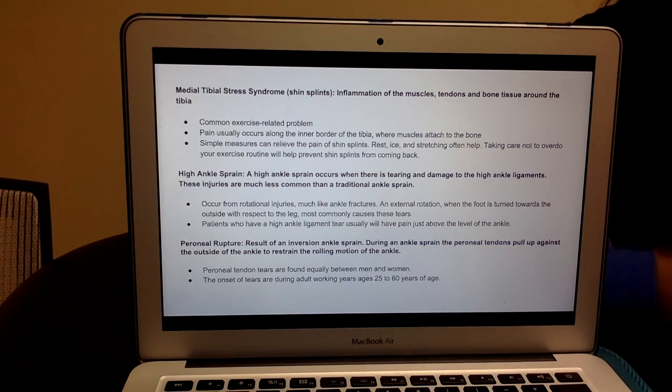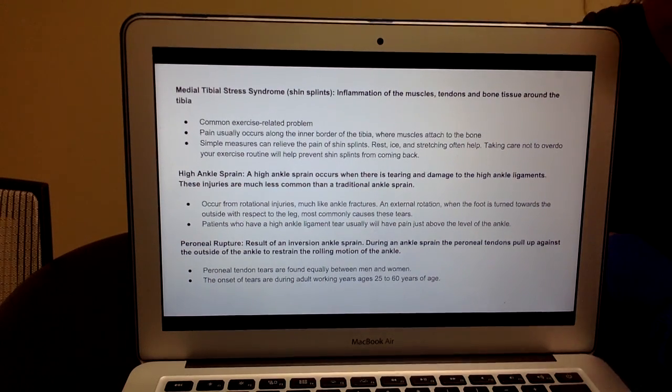And then high ankle sprain. A high ankle sprain occurs when there's a tearing and damage to the high ankle ligaments. These injuries are much less common than a traditional ankle sprain, so you're not going to see it as often. They usually occur from rotational injuries, kind of like ankle fractures, so usually from external rotation. Patients who have a high ankle ligament tear usually will have pain just above the level of the ankle.